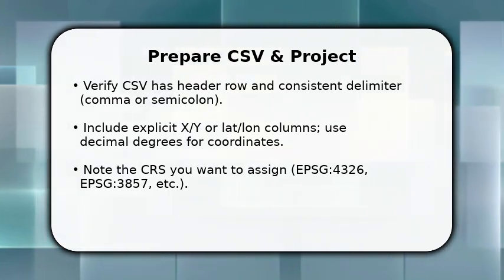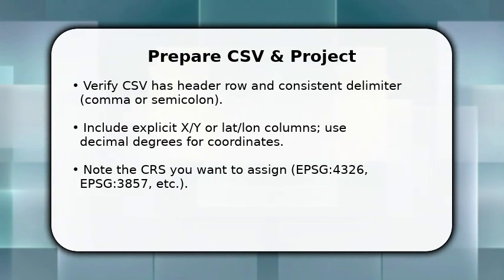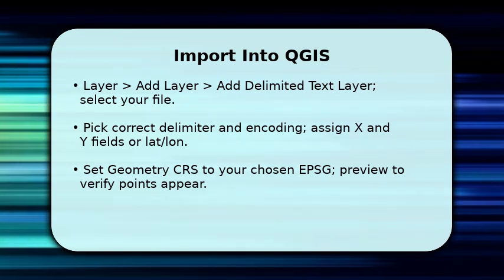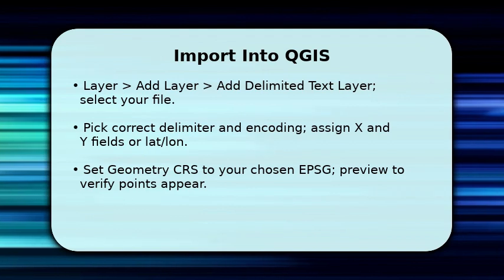Once done, launch QGIS and keep the CSV file location handy. In QGIS, go to Add Delimited Text Layer and select the CSV. Pick the right delimiter and file encoding so characters and numbers parse correctly. Then assign the X and Y fields, or the latitude and longitude fields. This step tells QGIS how to create geometry from your table.